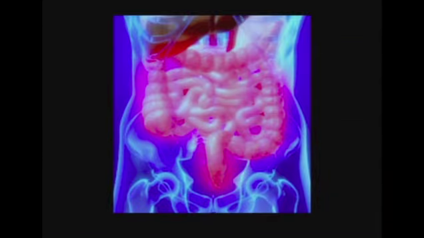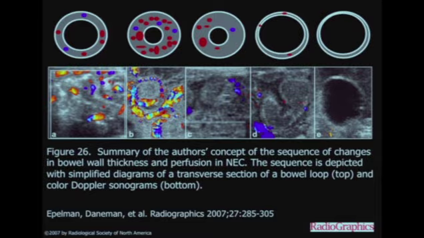Let's talk a little bit about looking at the bowel in the young child. So I'm going to draw heavily on the work from Doctors Epelman and Daneman from Hospital for Sick Children in Toronto, and I highly recommend this paper. And this is looking at what happens in necrotizing enterocolitis. This is a devastating disease that affects neonates. It's an ischemic injury of bowel, and you can tell a lot with the ultrasound and Doppler evaluation about the disease of necrotizing enterocolitis before you can find things on plain radiographs.